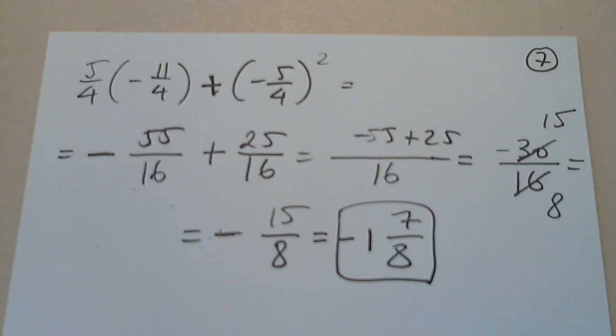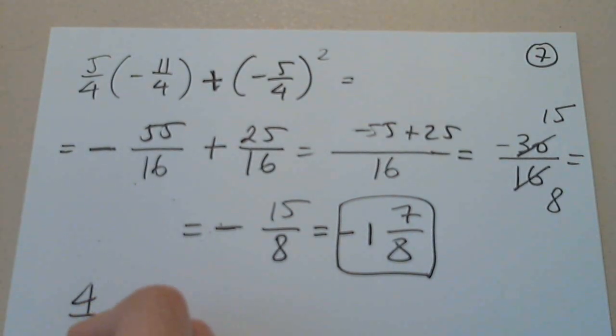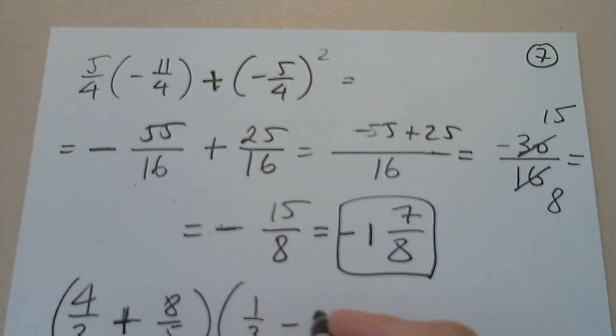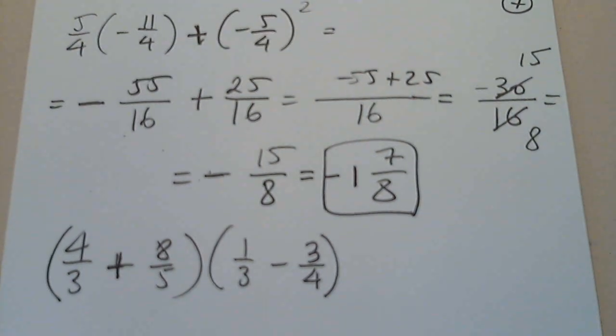Is this clear? Now, this is the time for you to work on a problem. Let's see which problem we come up with. Okay, problem 9. So, 4 divided by 3 plus 8 divided by 5, everything multiplied later on by 1/3 minus 3/4. Let's work on this for a minute.